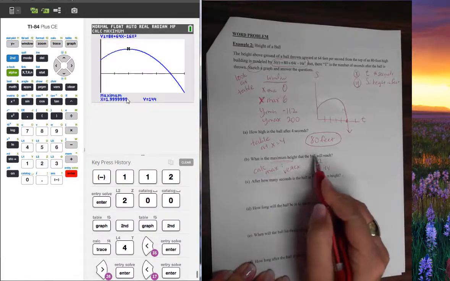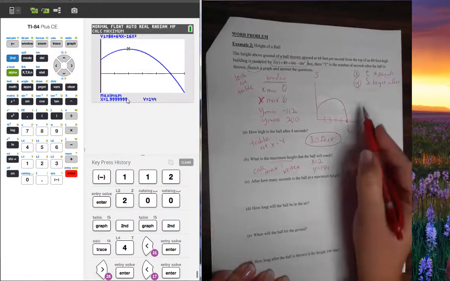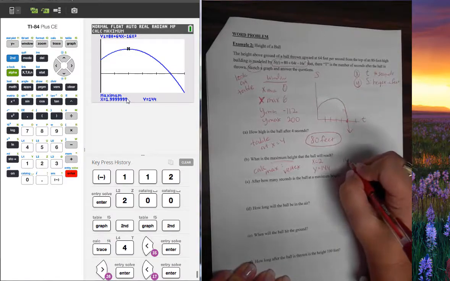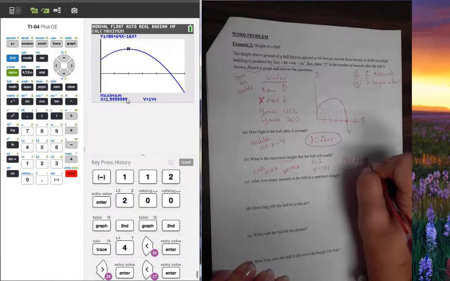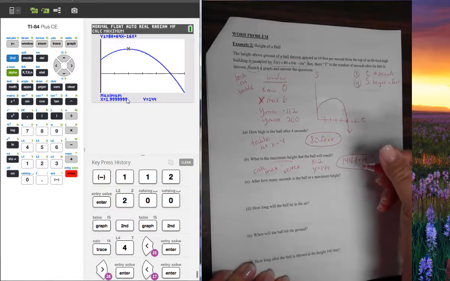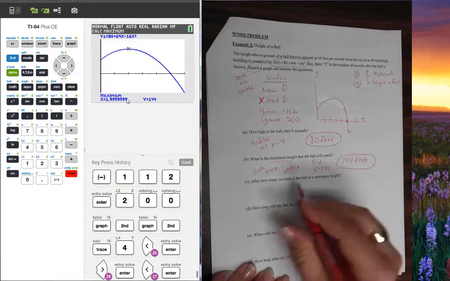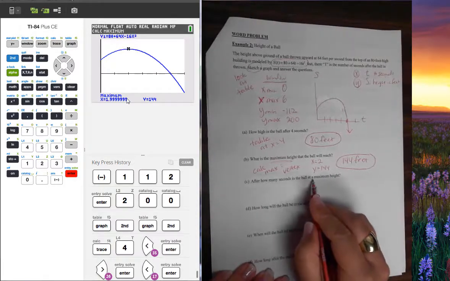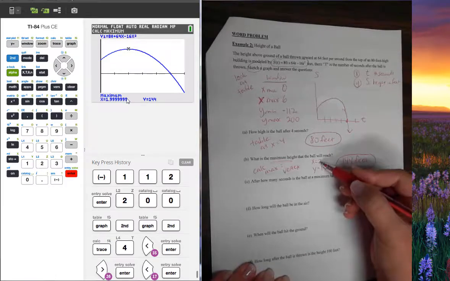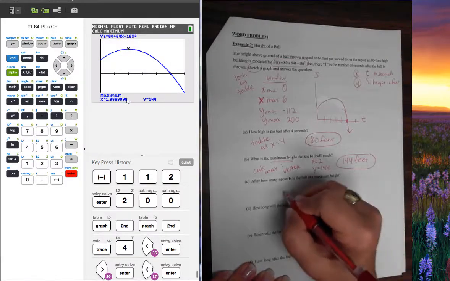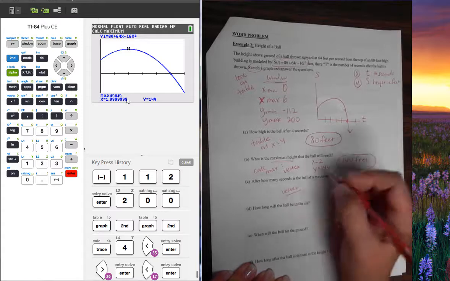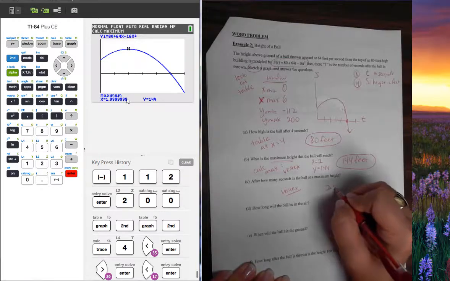So what is the maximum height? The y value represents the height. So the maximum height is 144 feet. We did see that in our table, but that value is not always in our table. After how many seconds is the ball at a maximum height? It was at that at 2 seconds. We found that from our vertex again. So that was a value from our vertex. 2 seconds.